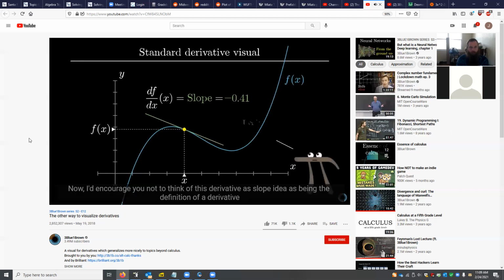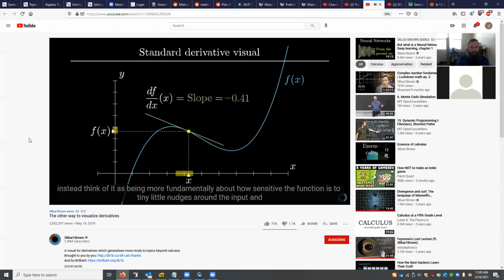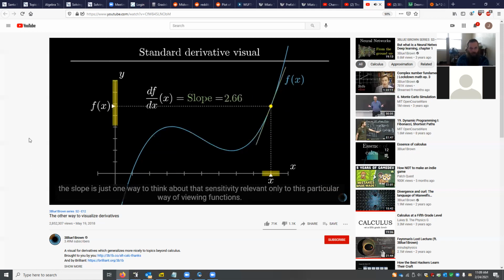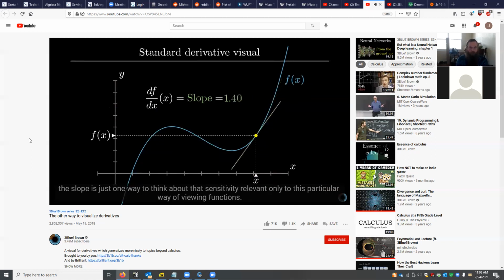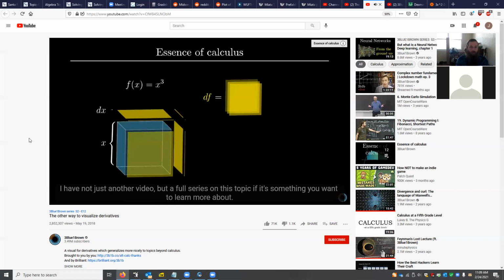Now, I'd encourage you not to think of this derivative as slope idea as being the definition of a derivative. Instead, think of it as being more fundamentally about how sensitive the function is to tiny little nudges around the input. And the slope is just one way to think about that sensitivity, relevant only to this particular way of viewing functions.